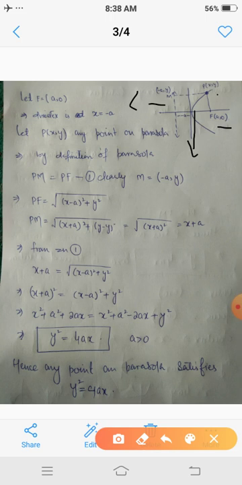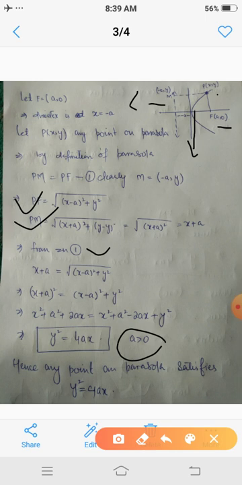So using the distance formula, PF equals root of (x minus a) whole square plus y square. PM equals x plus a. So from the first equation, substituting PM and PF, x plus a equals root of (x minus a) square plus y square. Squaring, (x plus a) square equals (x minus a) whole square plus y square. After simplifying this equation, we simply get y square is equal to 4ax, where a is positive.